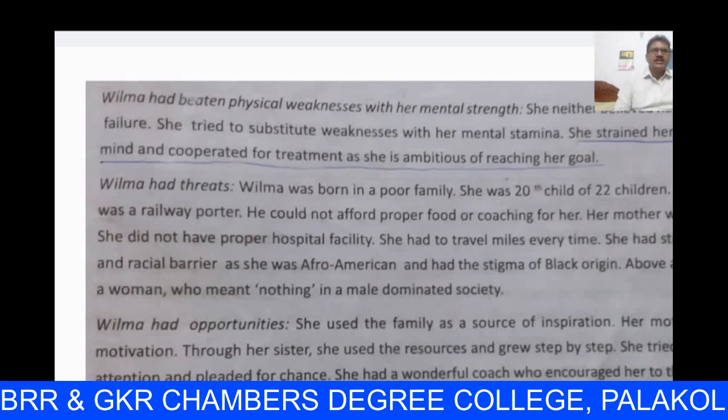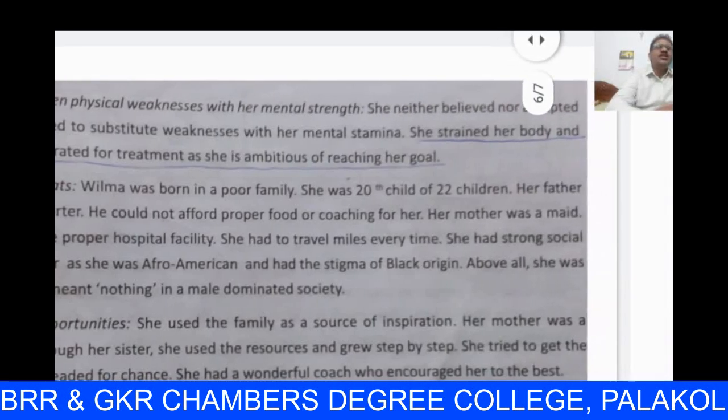T for threats. Wilma was born in a poor family. Poverty. No proper food, proper shelter, proper medication, no availability, because she was born in a poor family. It's not only a poor family, it is an amazing thing that she was the 20th child of 22 children.